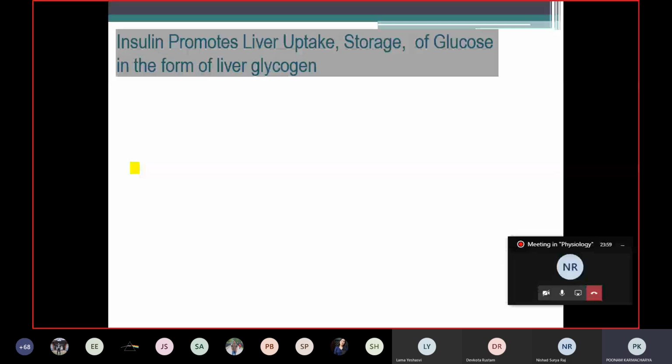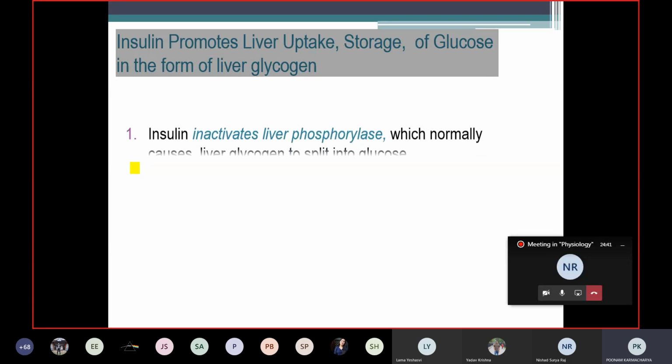Now this insulin causes the entry of glucose into the muscle cells, right? If there is excess glucose present in our body, then this excess glucose will be converted into glycogen, whether in the muscle or in the liver, right? So how does insulin promote liver uptake and storage of glucose in the form of liver glycogen? We have studied that in previous classes, so it's just a review of whatever we have studied.